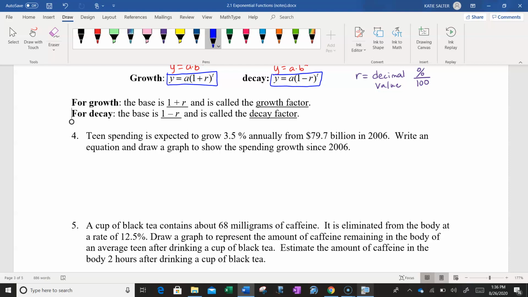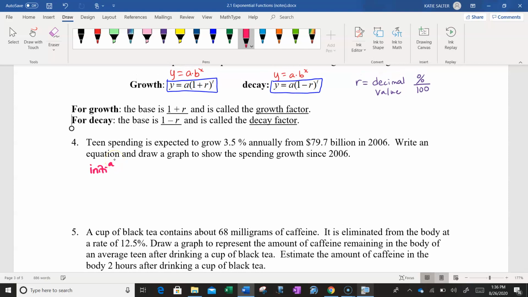So let's write out what we know so far. We know that the initial value, which is the same thing as A, is equal to 79.7 billion. Please do not put all those zeros in there. We're just going to know our answers in billions. All right, to get our R, you have to take the percent and change it to a decimal. Now, most of us at this time, we know we just moved that 2 places to the left. But in case you're one of those people who mess that up, it's just that percent out of 100, which would be 0.035. And then we know that the year 2006 represents t equals 0.